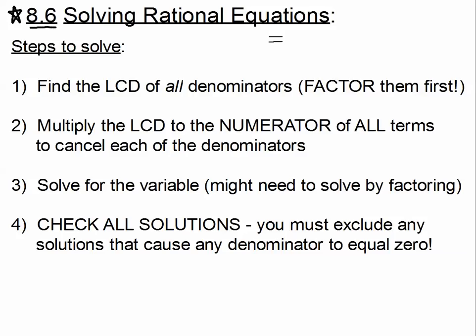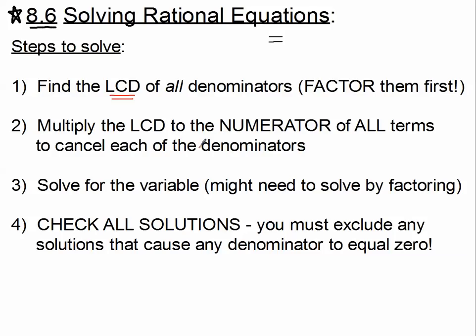So step 1, we must find the LCD of all denominators. Sometimes we're going to need to factor the denominators first. That's very similar to what we've been doing in previous tutorials. Once we've found the LCD, step 2, we're going to multiply that LCD to the numerator of all of our terms in our equation, and this will cancel out each part of the denominators.